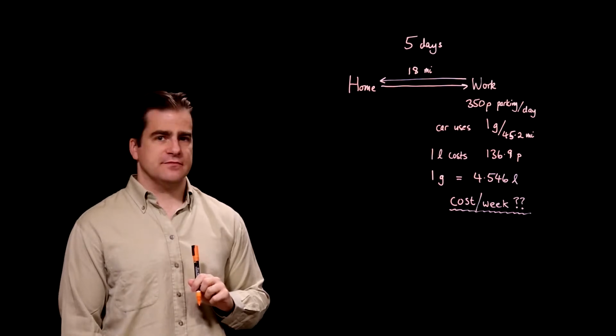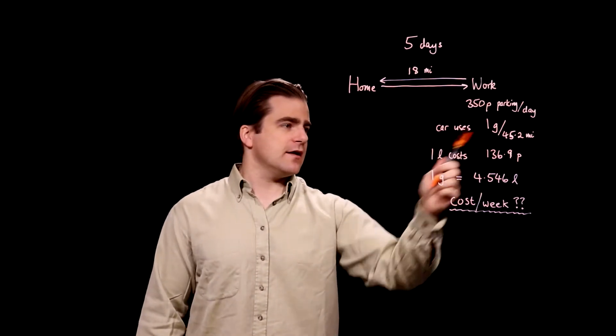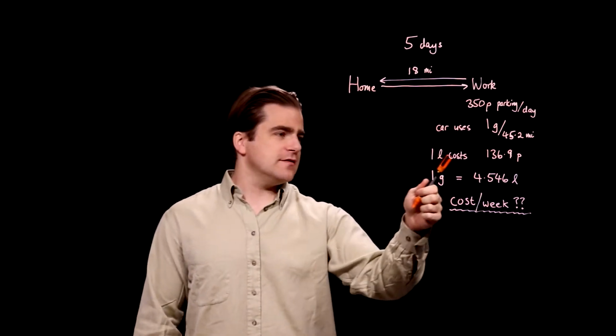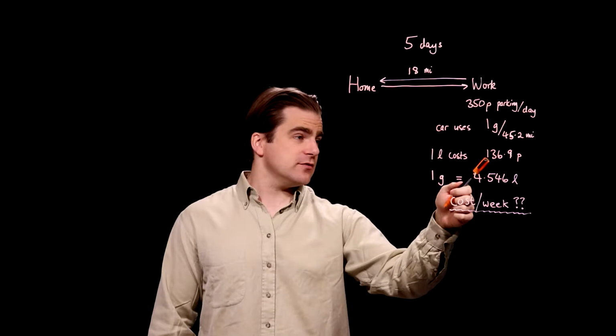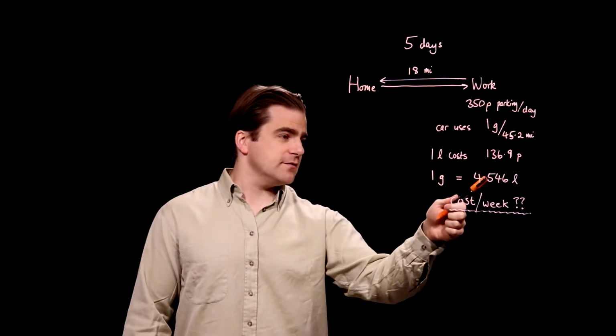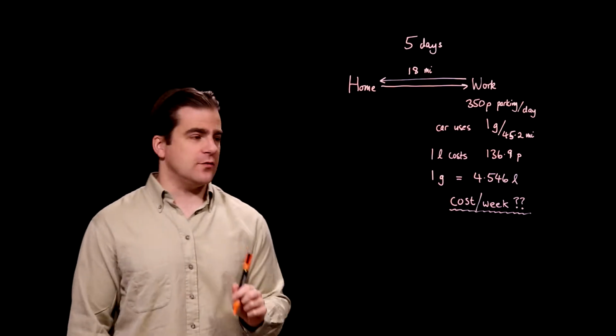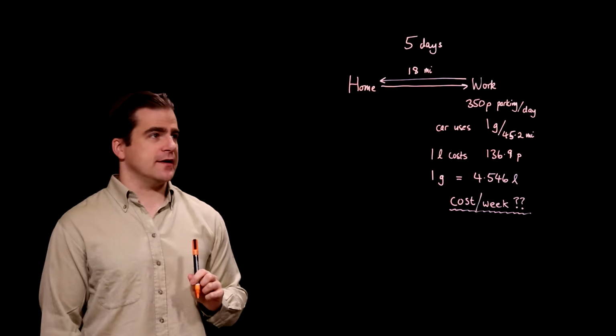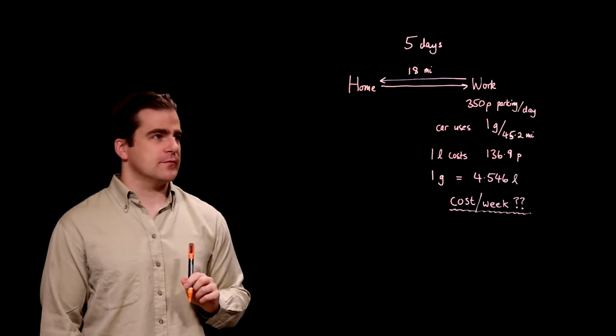Anyway, his car uses 1 gallon of petrol every 45.2 miles. 1 litre of petrol costs 136.9 pence. 1 gallon is 4.546 litres, and we have to work out the total cost of this poor sap per week for getting to work and back.